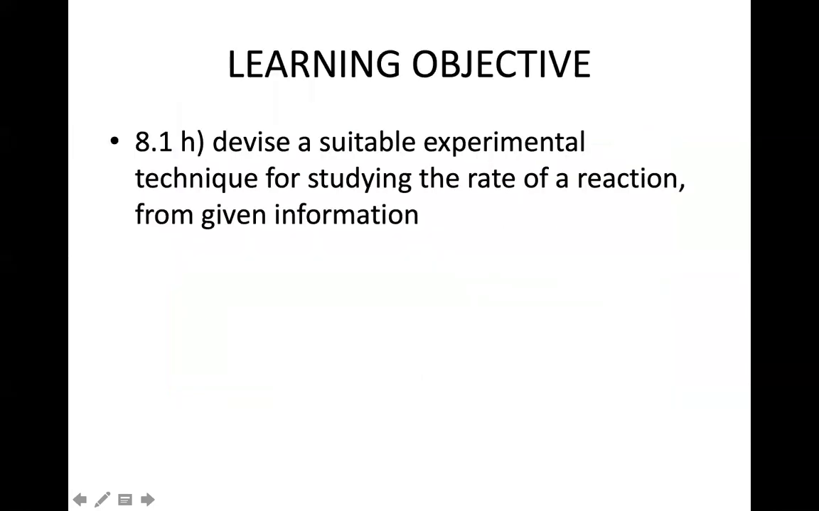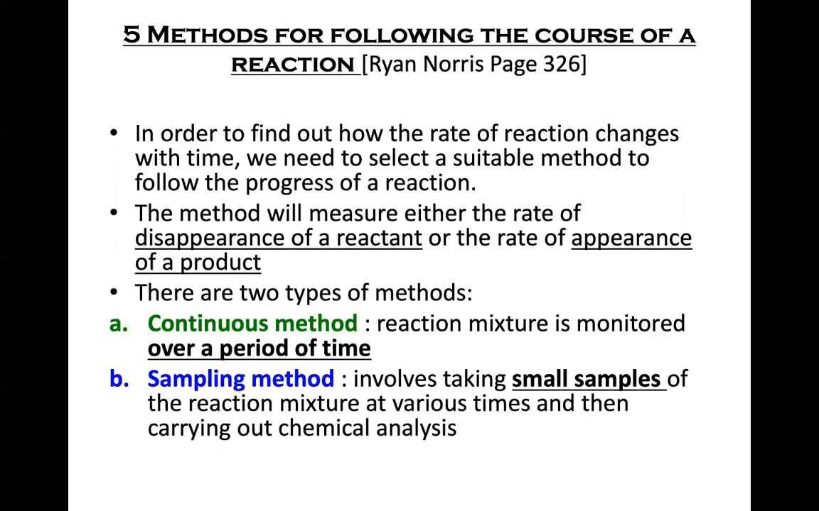Right. The next learning objective is moving away from rate equation, moving away from mechanism. We are going to look at the different techniques for studying the rate of reaction. How do you study the rate of reaction? It all depends on the equation. So we need to select a suitable method to follow the progress of a reaction. It can either be the disappearance of your reactant or the appearance of a product.